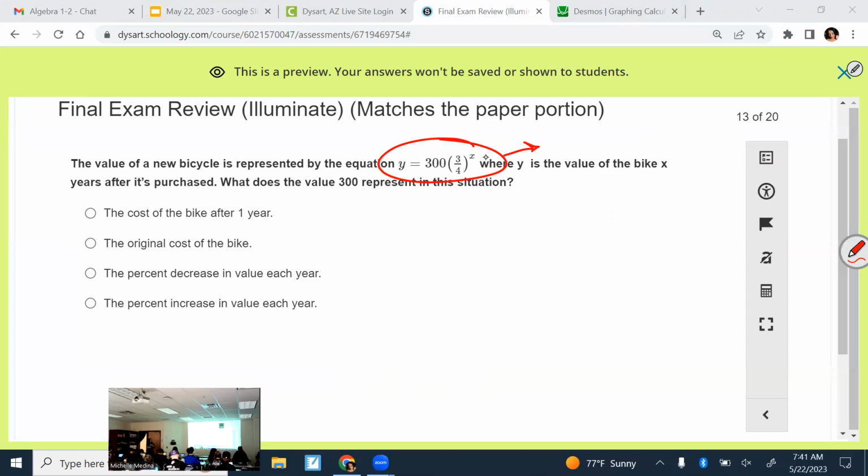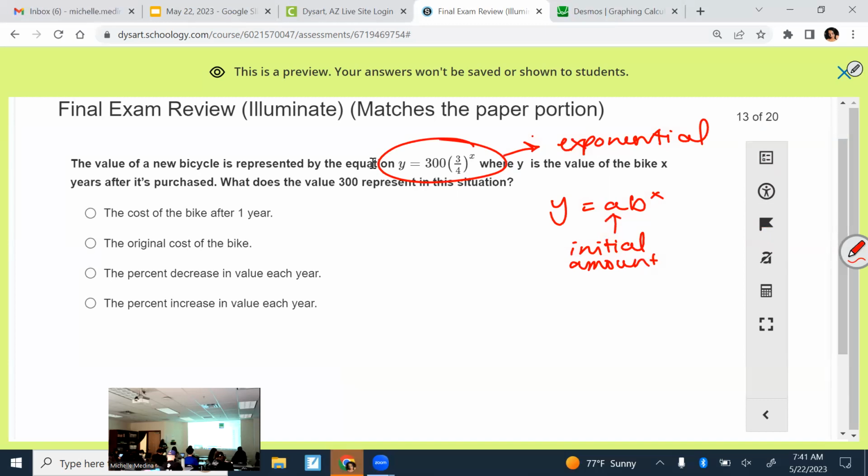It is not quadratic because it's not x squared. Then it is exponential. Now, if you remember exponentials, it was always this basic format. That 300 is in what position? And the A stands for good. So then if 300 is the starting amount of what? The bicycle. So not after 1 year.